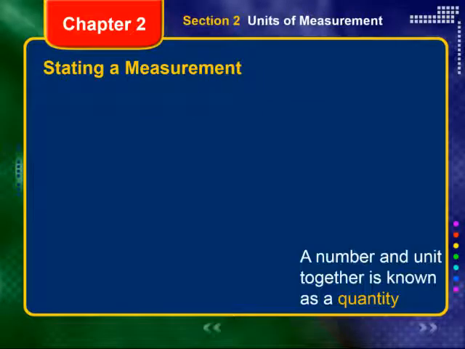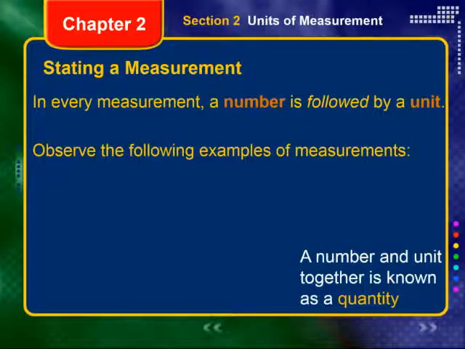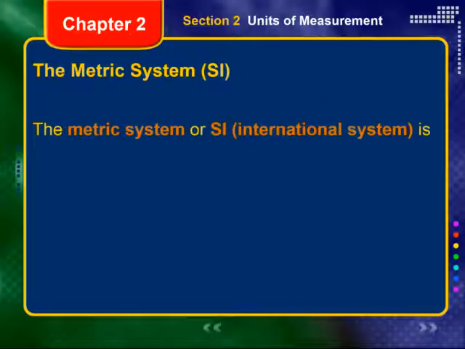When we go to state a measurement, there's a very specific way we do this. In every measurement, a number is followed by a unit. Observe the following examples. So we have a number and a unit. For example, 35 meters. That's a number and then a unit. 0.25 liters. That's a number and a unit. 225 pounds. That's a number and a unit. 3.4 hours. Again, a number and a unit. When you have a number and a unit together, it is known as a quantity.